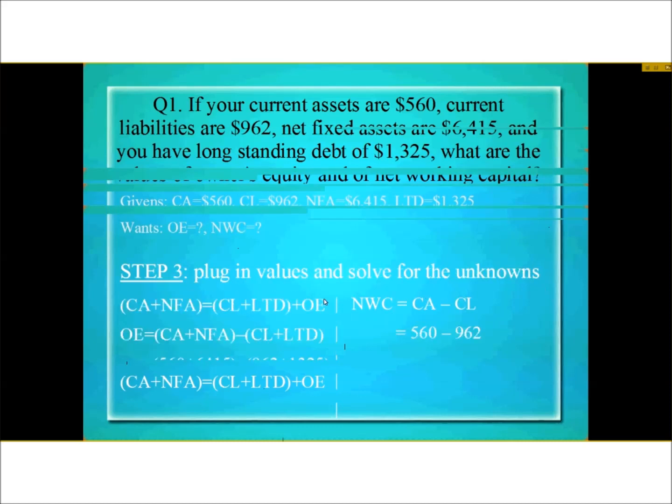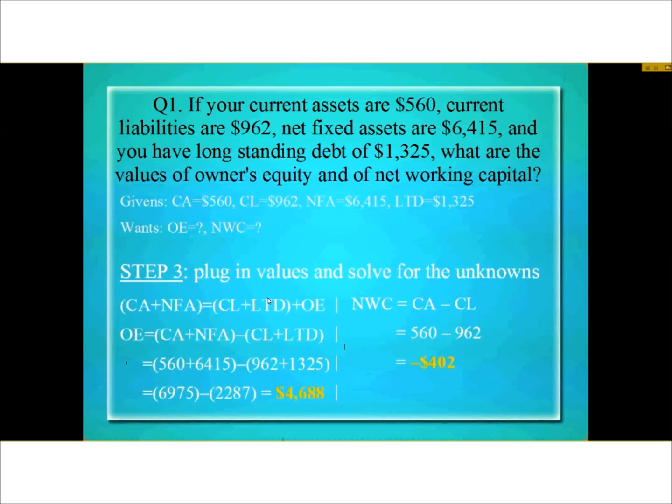So step 3, we plug in the values and solve for the unknowns. From step 2, we had current assets plus net fixed assets equals current liabilities plus long-term debt plus owner's equity. Rearranging that equation, we can solve for owner's equity. So owner's equity is equal to current assets plus net fixed assets minus the sum of current liabilities and long-term debt. Plugging those numbers in, 560 plus 6415 minus 962 plus 1325, you get 6975 minus 2287.